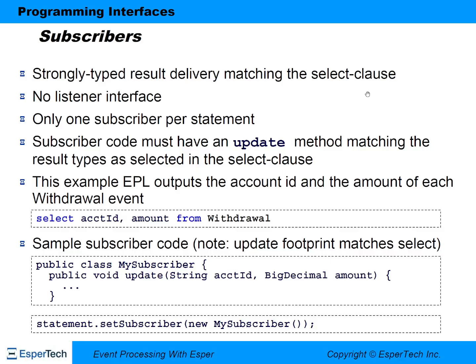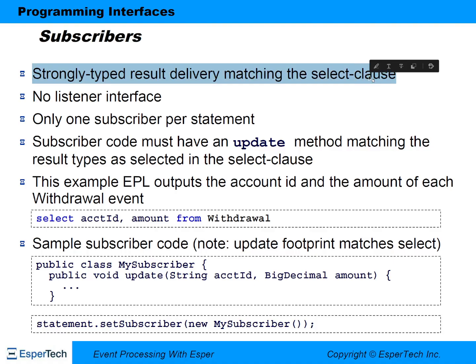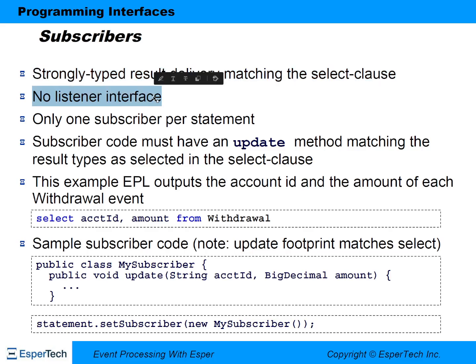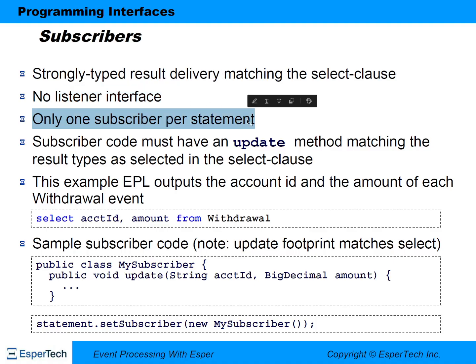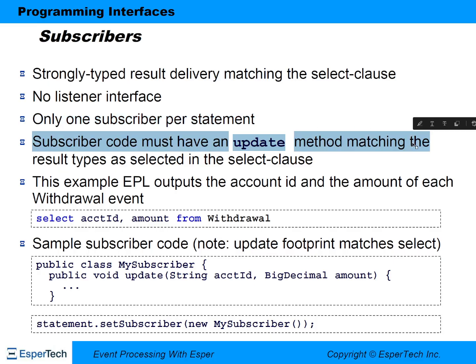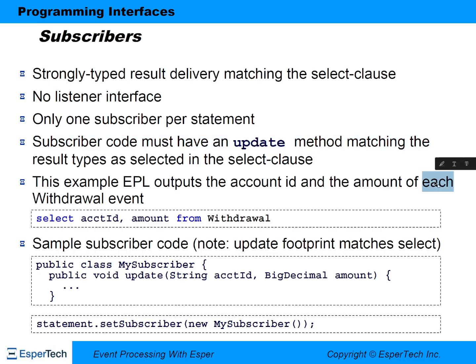Subscribers are another way of receiving output events from statements. Subscribers offer a strongly typed result delivery matching the select clause. When using subscribers, there is no listener interface that needs to be implemented. There can be only one subscriber per statement. Subscriber code must have an update method matching the result types as selected in the select clause. The runtime calls the subscriber update method and passes statement results.